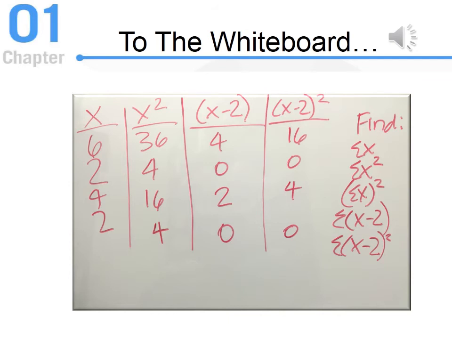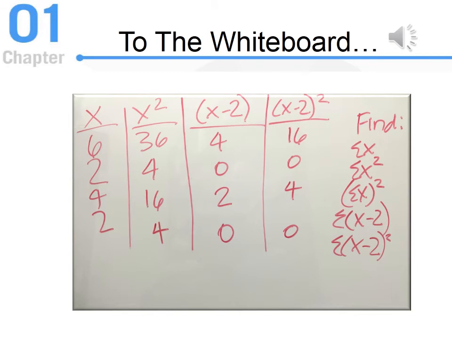In this case, the sum of x squared, the sum of the x's, squared, the sum of the x minus 2's, and the sum of the x minus 2's squared. So because of the order of operations, I knew that I had to add 3 columns to my computational table. First, the x's squared, so each x squared gives the values of 36, 4, 16, and 4. Then the x minus 2 column, where I simply subtract 2 from each of the values in the x column.